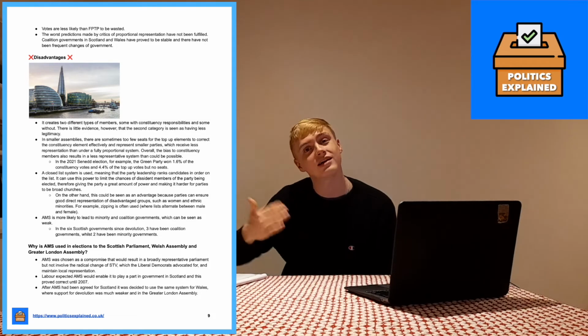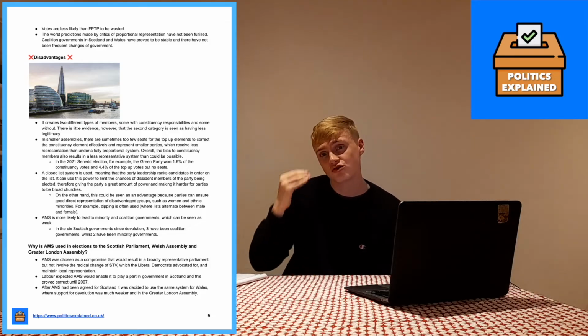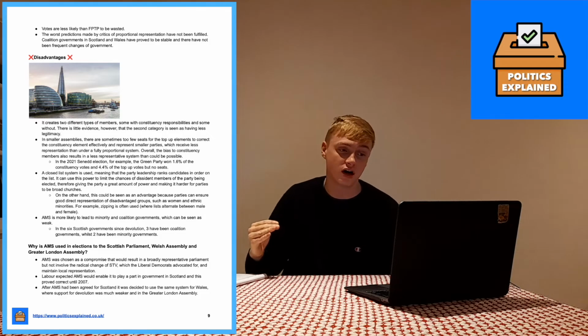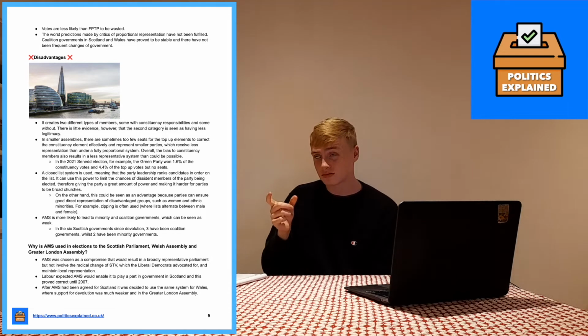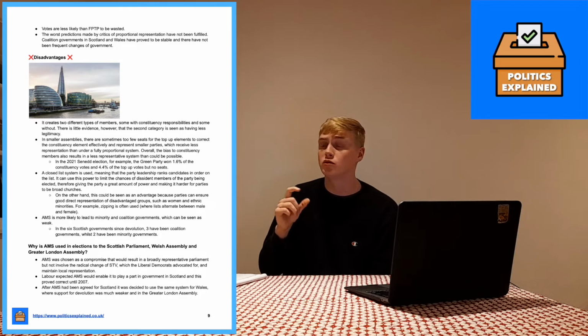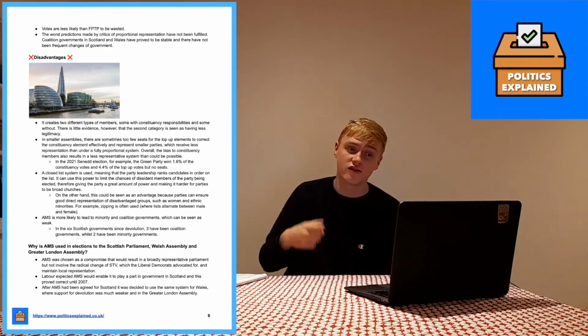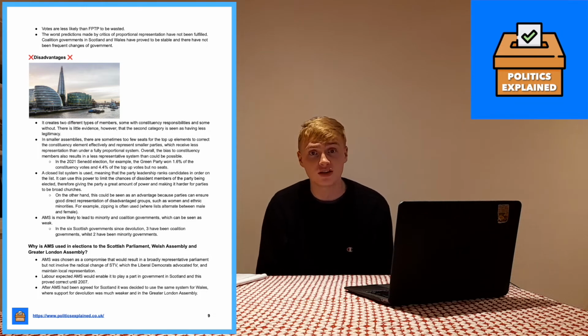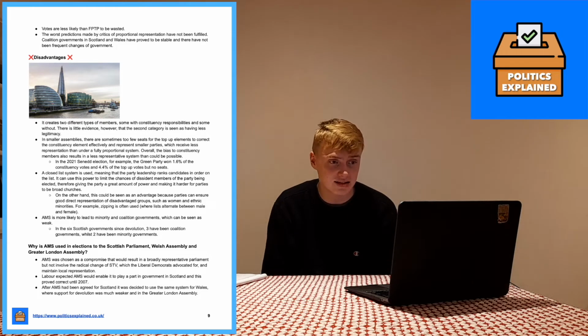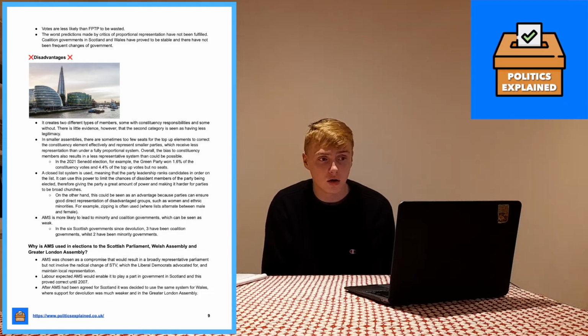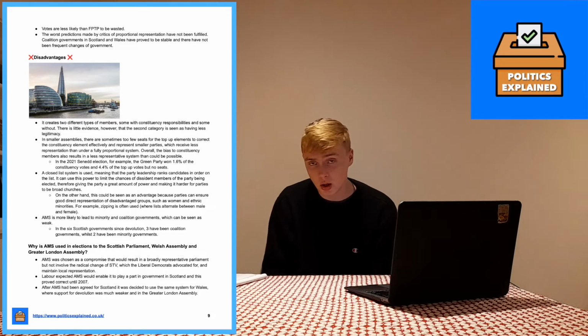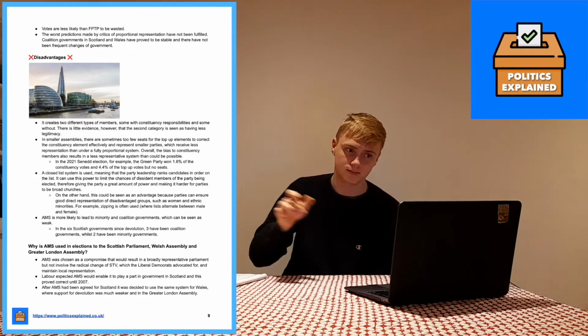And then finally, AMS is more likely to lead to more minority and coalition governments, which can be seen as weak, right? And that can be seen as a disadvantage if you think strong single-party governments are an advantage, even if they're not that proportional or not that representative. So in the six Scottish governments since devolution was introduced in 1998, 3 have been coalition governments, whilst 2 have been minority governments. So only 1 majority government in there.